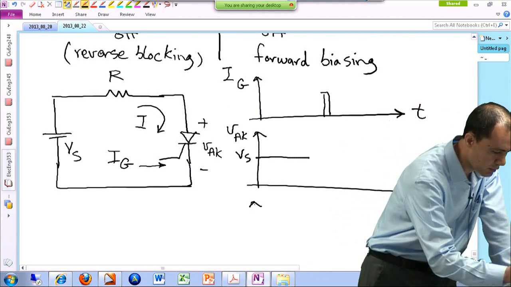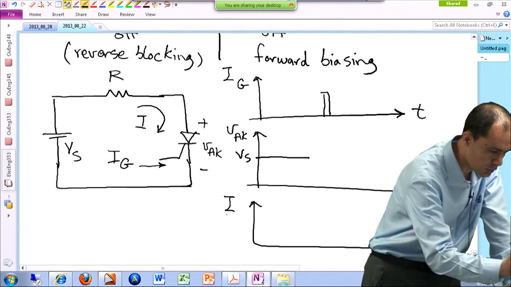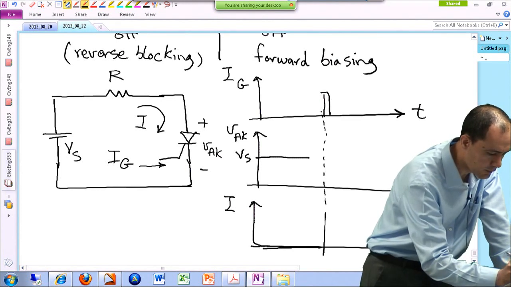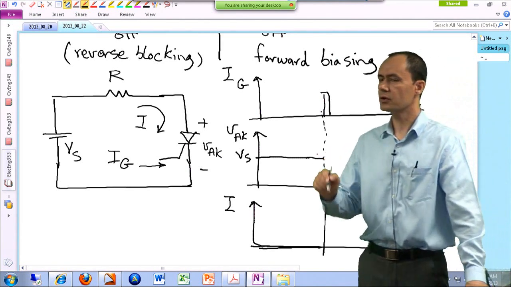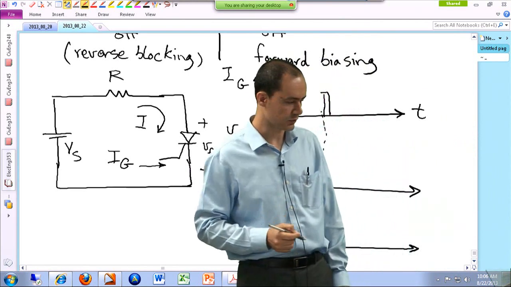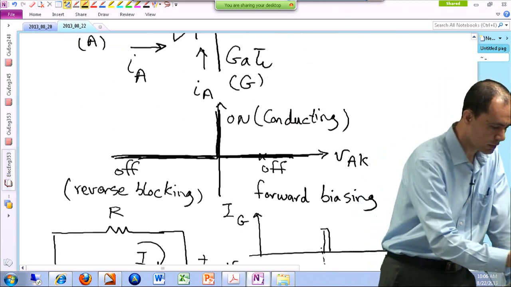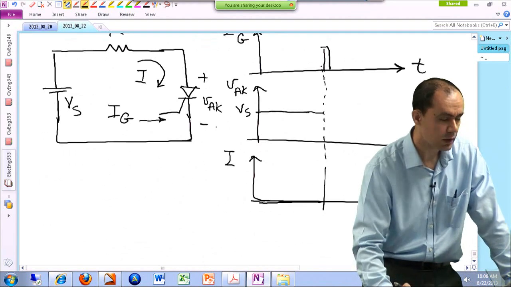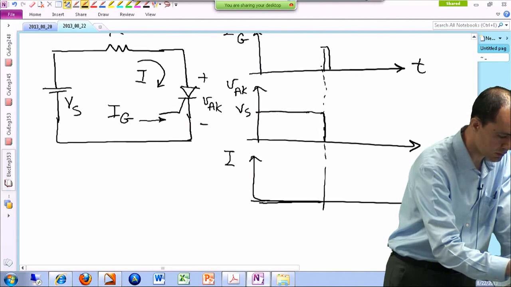So let me also plot the current here. All right. So I just argued that there is no current so far. Now, as soon as I trigger the gate, because right before triggering the device was in the forward biasing region, the device is going to turn on. That means it is going to go in this region now. So when the device is on, there is no voltage drop across the device, so the voltage jumps back to 0.